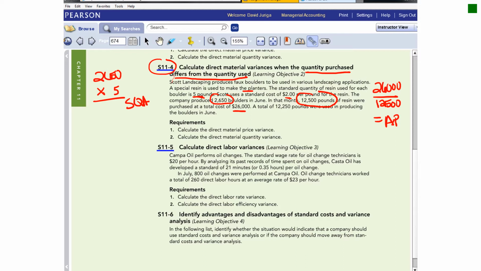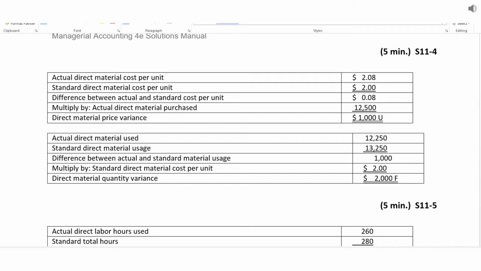And then the last thing, just to make a note of, it says that a total of 12,250 pounds were used. Notice that what they used is different than what they purchased. What they used is what you're going to be using when you do the quantity variance. Now, on the next slide, we'll walk you through the exact answers to this.